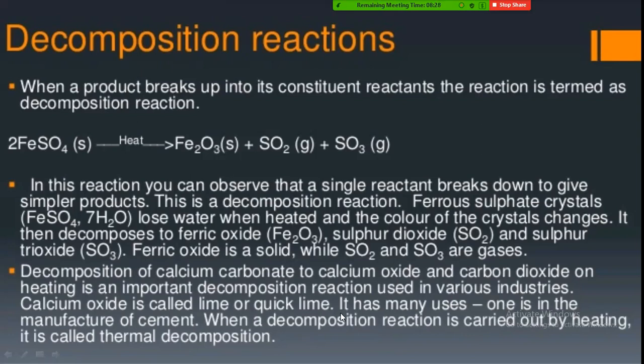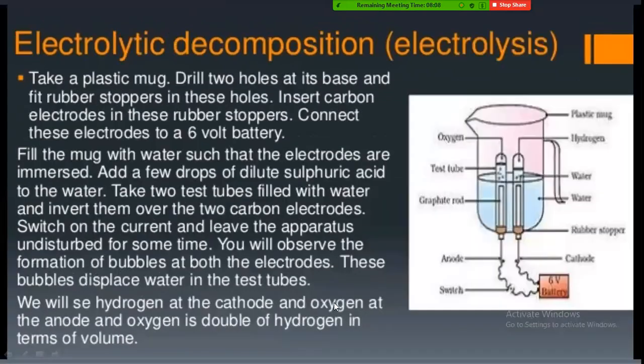When a decomposition reaction is carried out by heating, it is called thermal decomposition. When heat is applied, it is called thermal decomposition. When only light is applied, it will be called what? Photo decomposition, right? We will see that. When decomposition is carried out by using electricity, then it will be called electrolytic decomposition or electrolysis. Electrolysis is a very important chemical reaction.